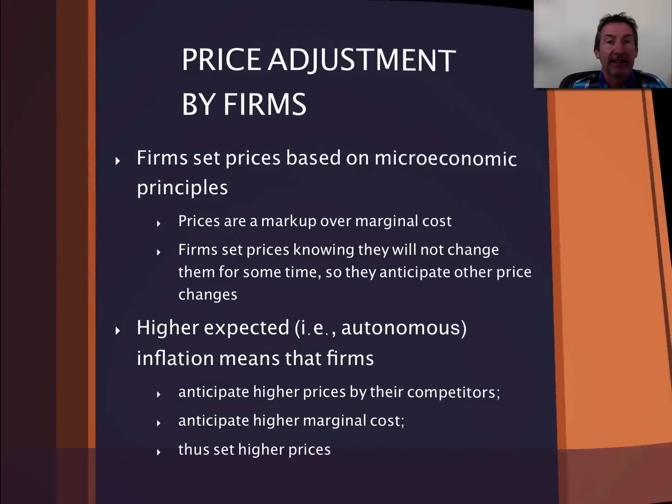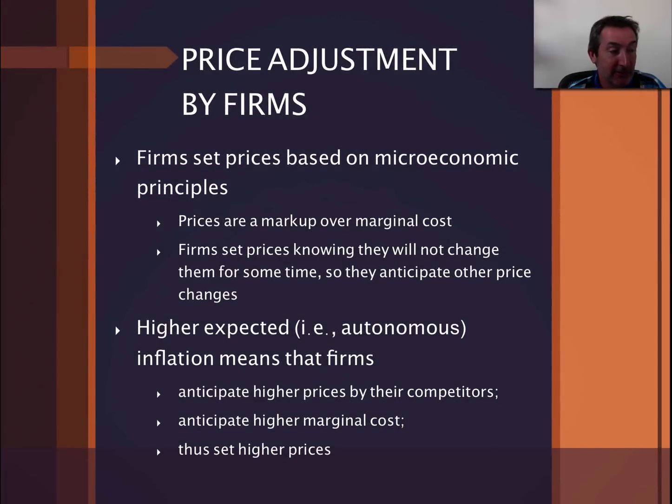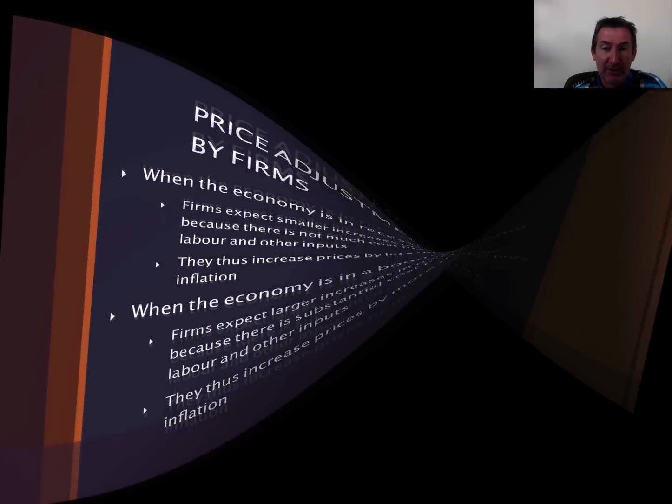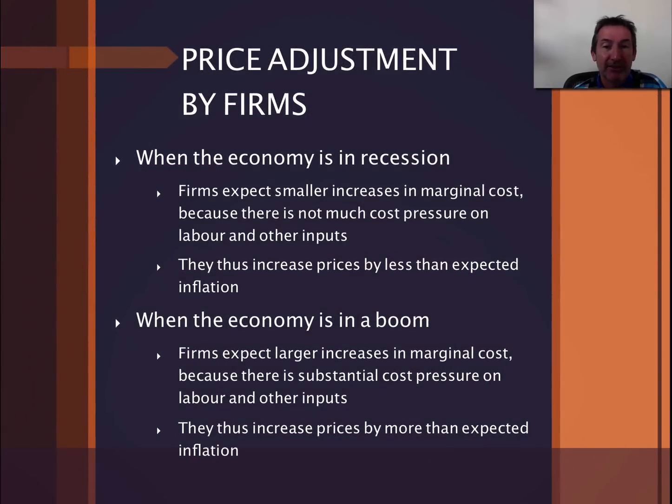Okay, so we now understand why expected inflation is going to be linked to actual inflation. What about the other piece of price adjustment, the link between the state of the economy and the prices that firms set? Well, when the economy is in a recession, firms are going to expect there to be smaller increases in marginal cost looking ahead, because in a recession they're not going to expect so much cost pressure on labor and other inputs. The labor market is soft, you're not going to see big increases in wages and so forth. Firms will therefore increase prices by less than expected inflation.